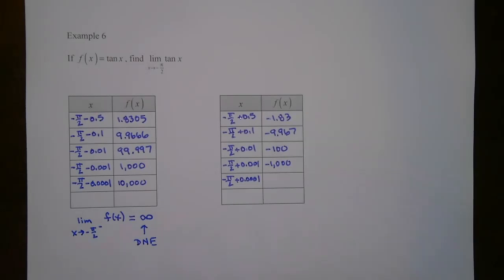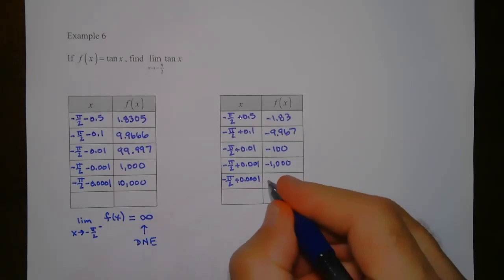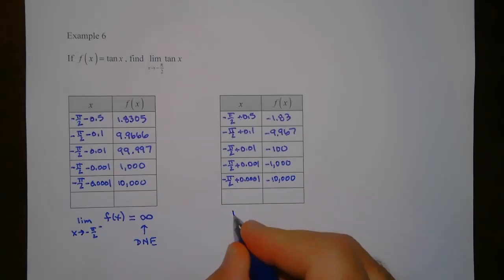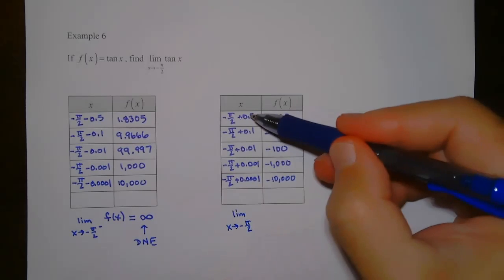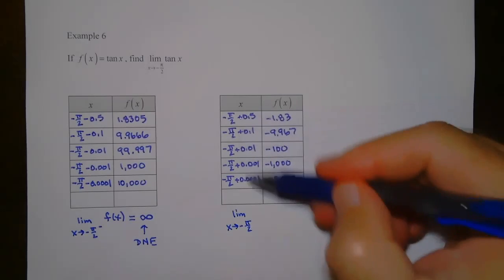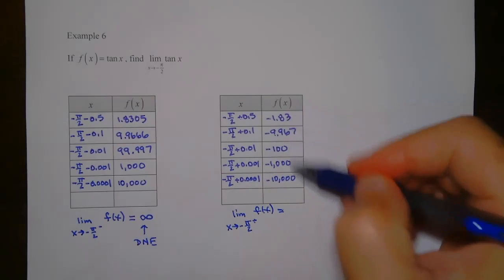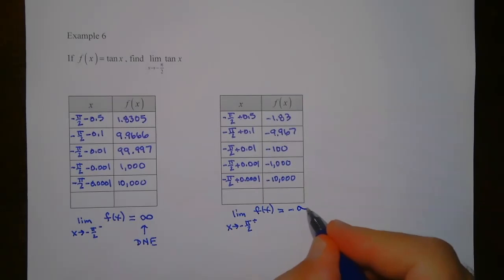And then negative pi over 2 plus 0.0001, and you got negative 10,000. Okay, so this is taking the limit as x is approaching negative pi over 2, but because we're adding, that's going to be to the right of negative pi over 2 of f of x. And this one's equal to negative infinity.